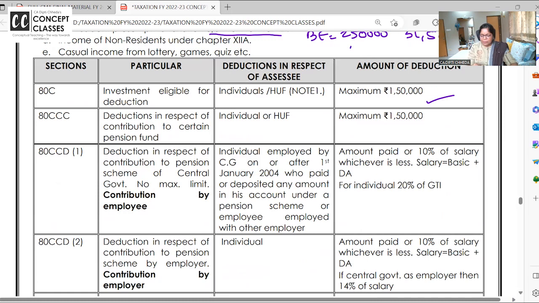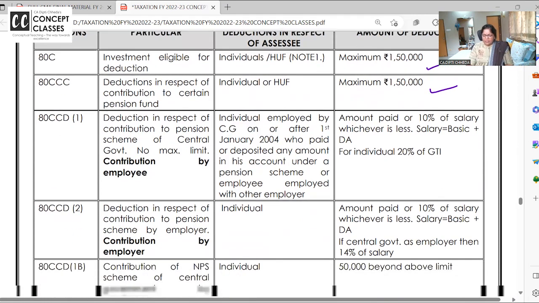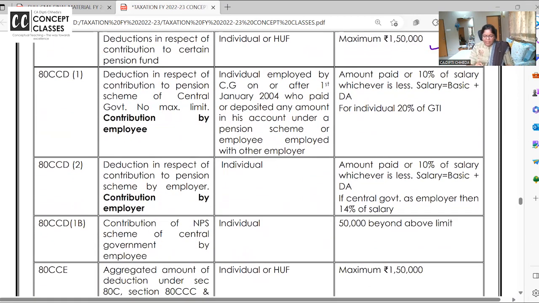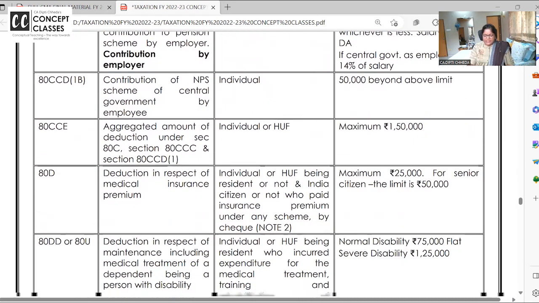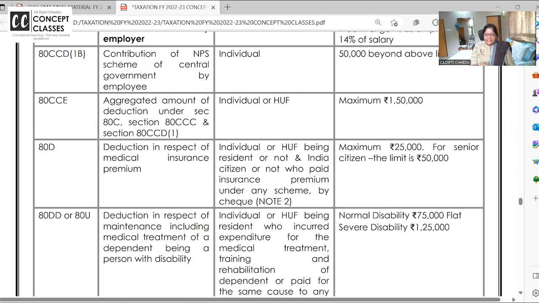Next is 80CCC. When the seniors retire, they get huge money and they put it in the pension fund. They get a deduction here, 1,50,000. Okay? 80CCD, all series are for pension. 80CCD(1B), up to 50,000 additional deduction is given in National Pension Scheme.